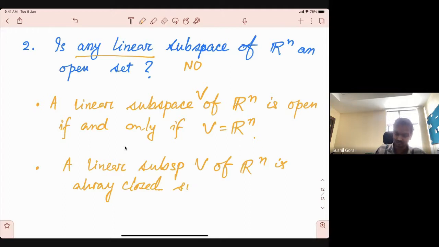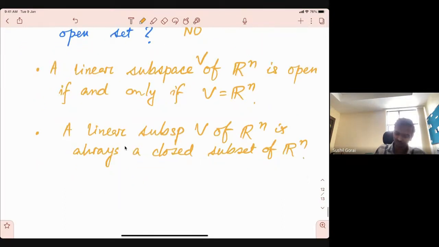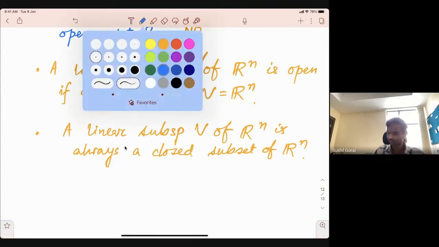It's always a closed subset of Rn. So in open it is not true, but in the case of closed subset, this statement is true, right? So you can try to prove this one, and yeah, but we will show this one using continuous function later on.